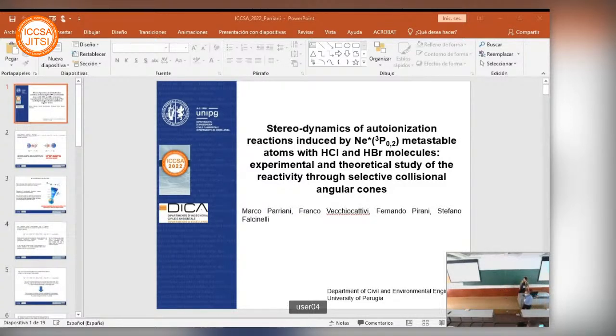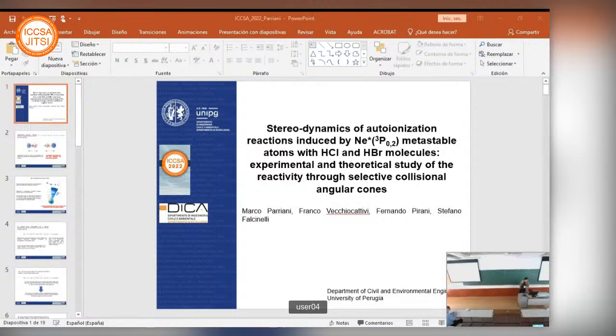As Professor Rossi said, our research is focused on autoionization reactions, in particular involving neon star metastable atoms as ionizing agent on hydrogen chloride and hydrogen bromide molecules. This investigation was carried out with both theoretical and experimental approaches, and we chose hydrogen bromide not randomly, but starting from previous determinations on hydrogen chloride ionization.